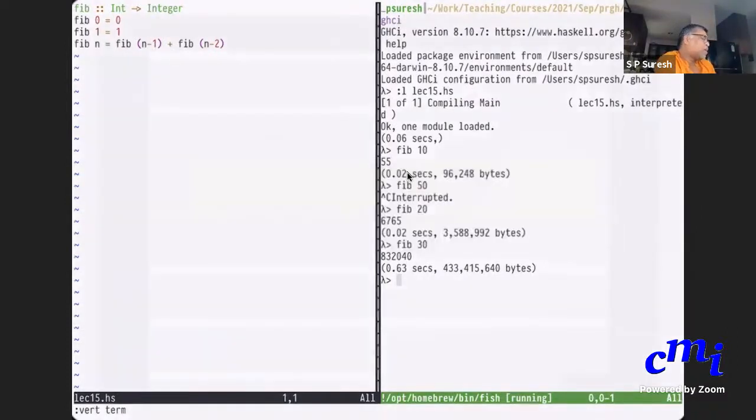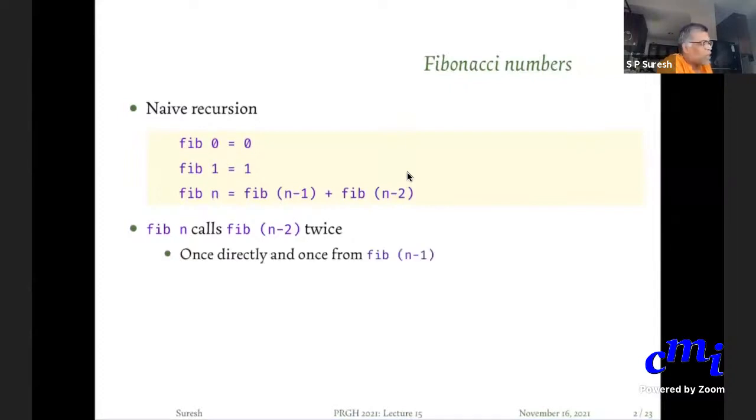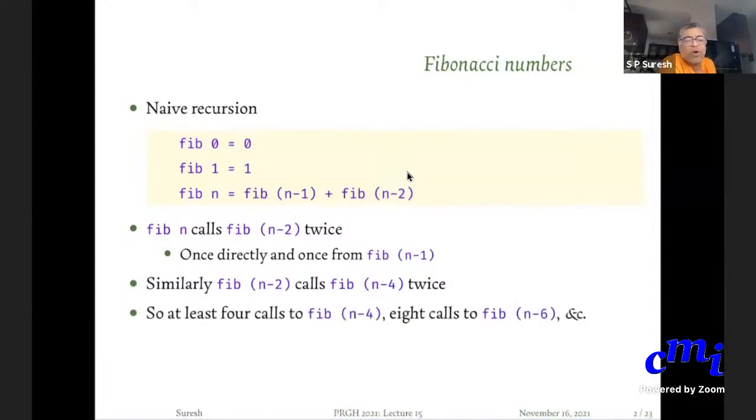So you see that fib n calls fib n minus 2 twice, once directly and once from fib n minus 1. Fib of n minus 2 calls fib of n minus 4 twice. Therefore, each call of fib n minus 2 calls fib n minus 4 twice, so fib n will make 4 calls to fib n minus 4, and 8 calls to fib n minus 6, etc. And that's a problem. So there are at least 2 to the k calls to fib of n minus 2 times k, if you work it out. And this is exponential.